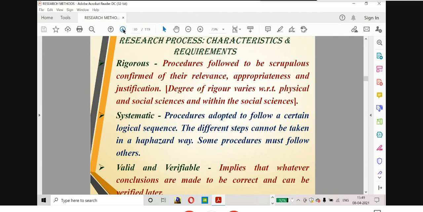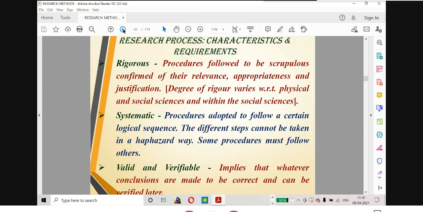Then the next one is systematic. Systematic is to be followed in all disciplines, whether it is engineering or science or humanities or social sciences. Procedures adopted follow a certain logical sequence. The different steps cannot be taken in a haphazard way. Some procedures must follow others. As I told, if I have given you 10 steps to be followed, you have to follow them in that order only. You cannot take the 4th step as the first step and then the 2nd or 3rd step as the 2nd step, like that. You cannot change the order.